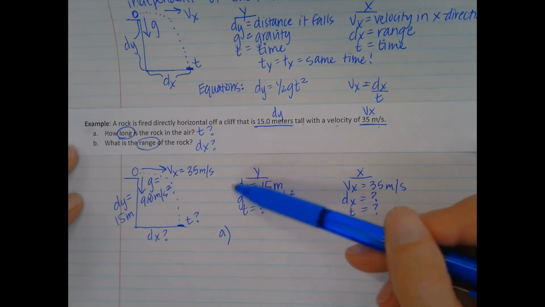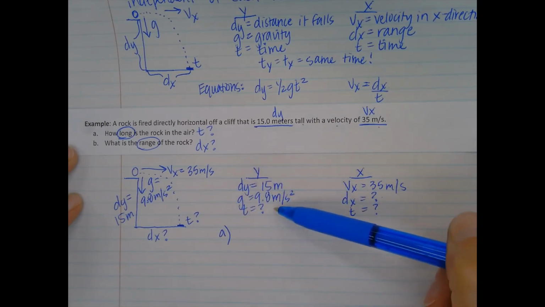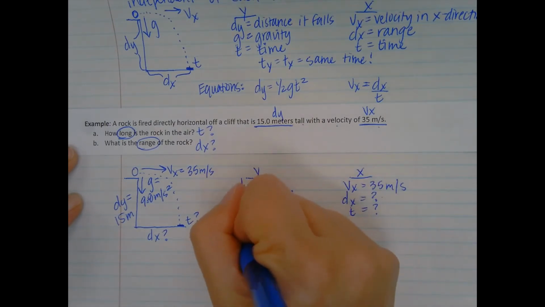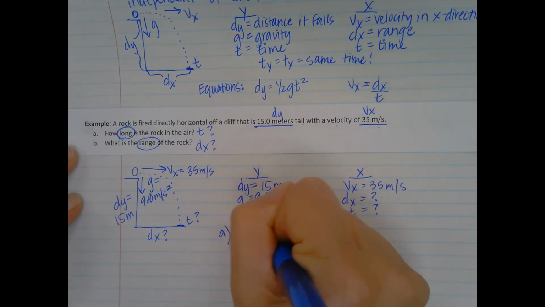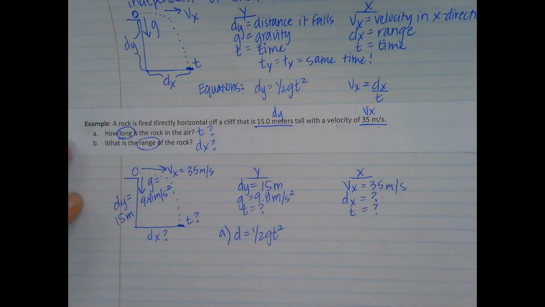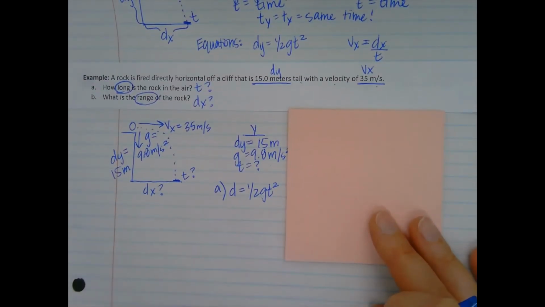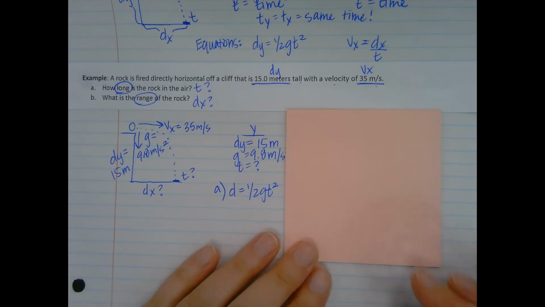So I'm going to have to use the y direction to solve for t because I have 2 of the 3 things. So for this one, d equals 1/2 gt squared. I'm going to be looking for t, okay? A part where I've noticed students get mixed up is rearranging this equation and solving for t. So we're going to rearrange it on this post-it note right next to it so we remember how to do this and know how to do it.